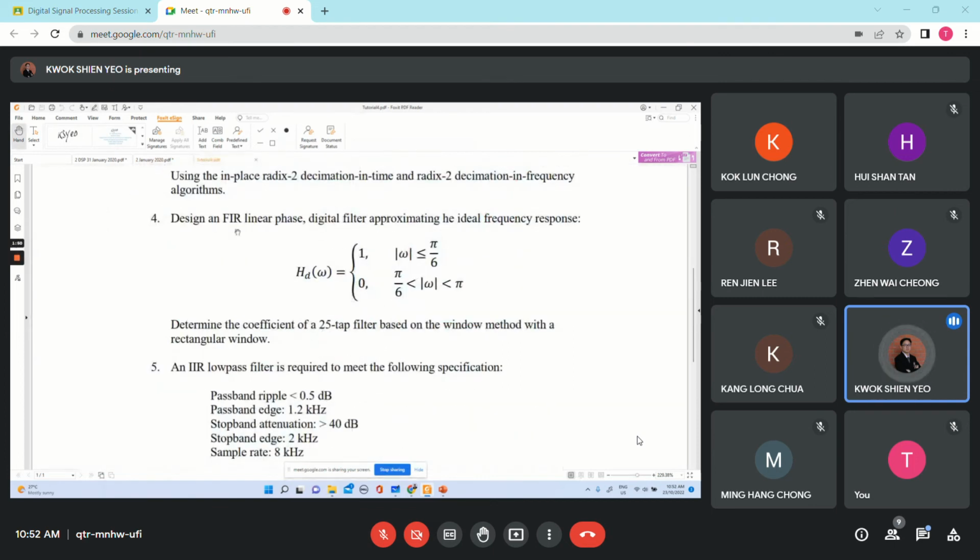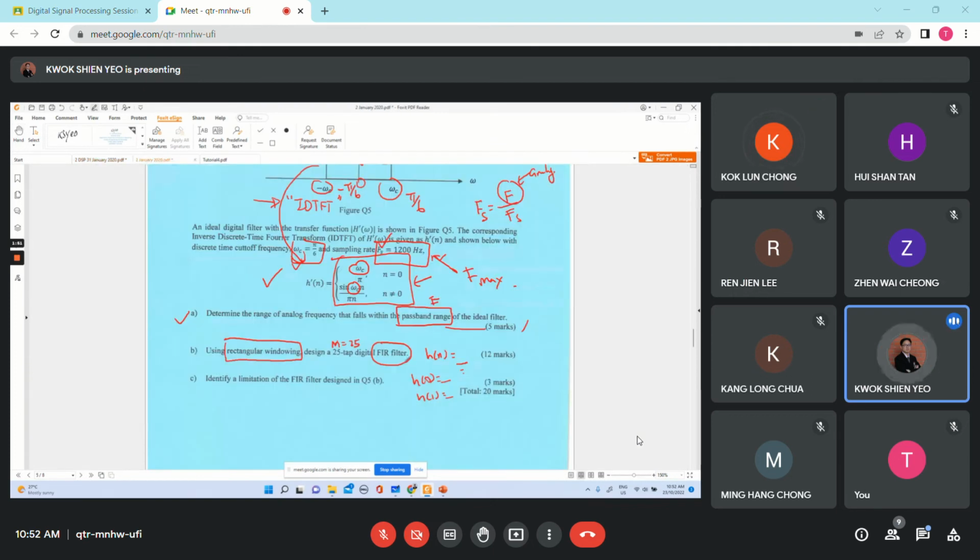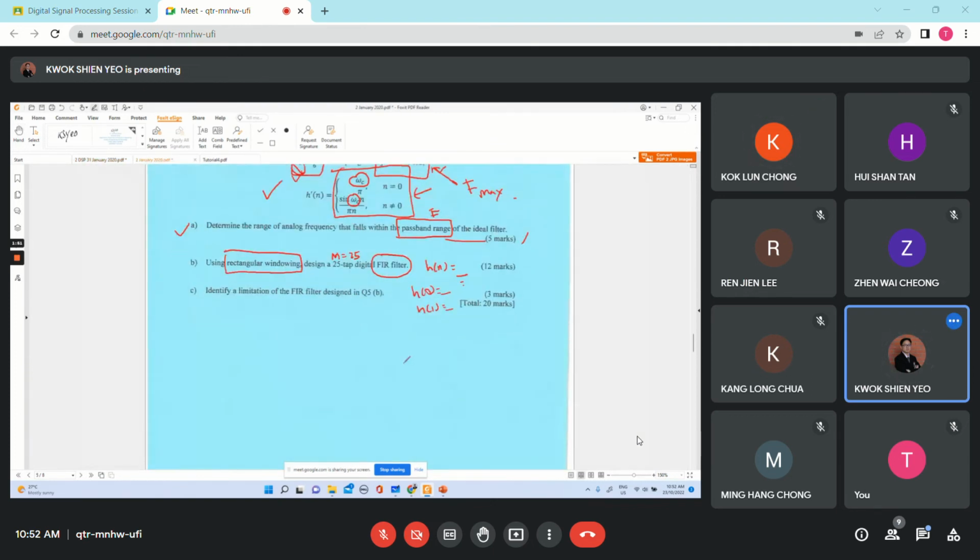Design an FIR filter, pi over 6, 25 tap. So it's your tutorial question. If you have an answer, then you should be able to do your final exam. Basically, I'm not killing the students. Then identify a limitation of FIR filters. This is a disadvantage. You just give some, 3 marks, then you've got it.